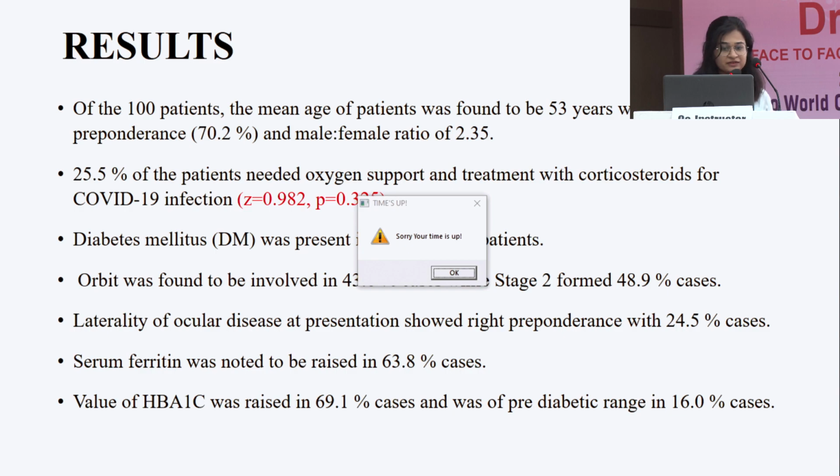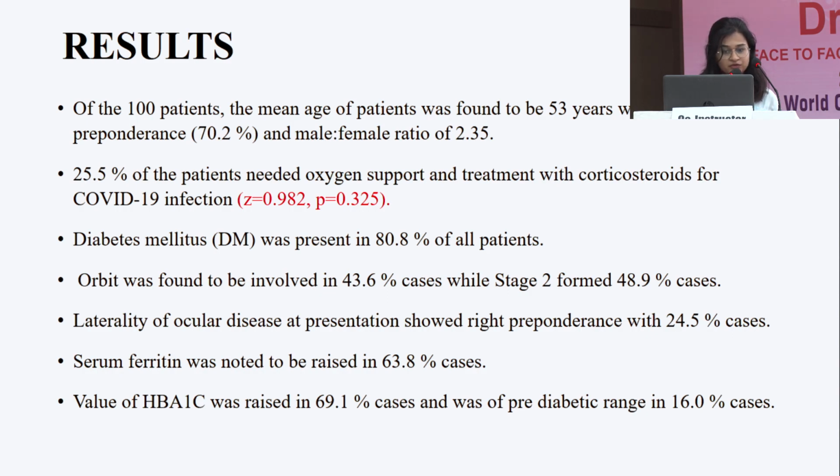In results, we found that, ma'am, out of 100 patients, the mean age of patients was found to be 53 with male preponderance. 25.5% of the patients needed oxygen support and treatment with corticosteroids in their COVID-19 infection. Diabetes mellitus was present in about 80.8% of all patients.